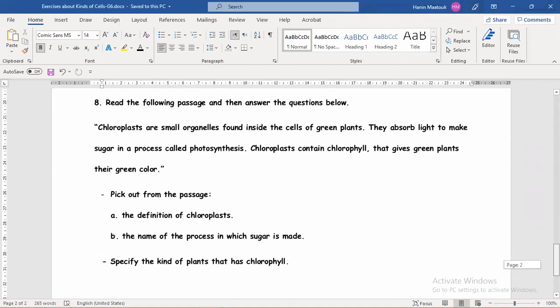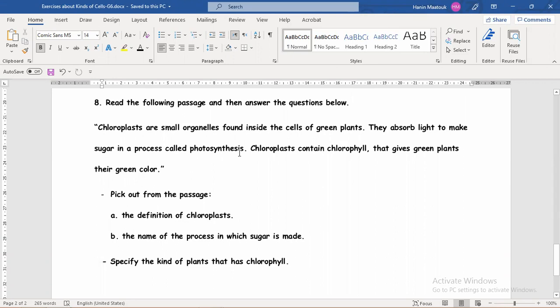The last question is a passage, and it has a question about the passage. Let's read it. Chloroplasts are small organelles found inside the cells of green plants. They absorb light to make sugar in a process called photosynthesis. Chloroplasts contain chlorophyll that gives green plants their green color. This is the passage. Let's move to the question.